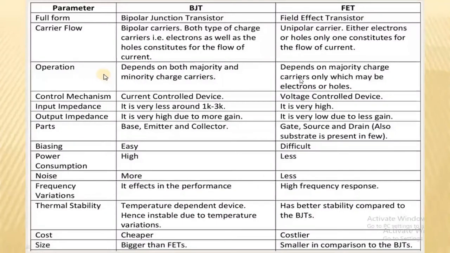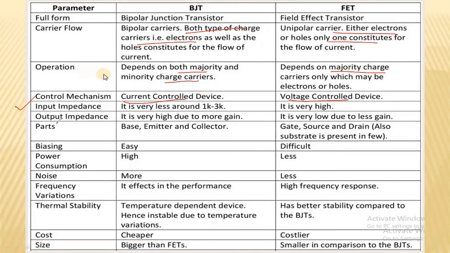Now let us see the differences. First, the full form. Second, in BJT the current conduction is due to both types of charge carriers, whereas in FET the current conduction is due to only one type of charge carriers, that is majority charge carriers. In BJT the operation depends on both majority and minority carriers, in FET only on majority charge carriers. BJT is a current controlled device, FET is a voltage controlled device.